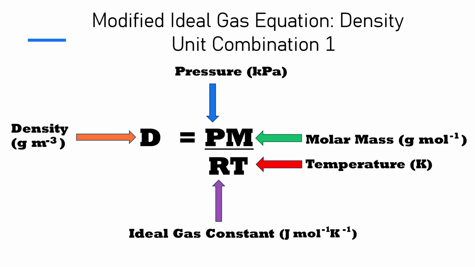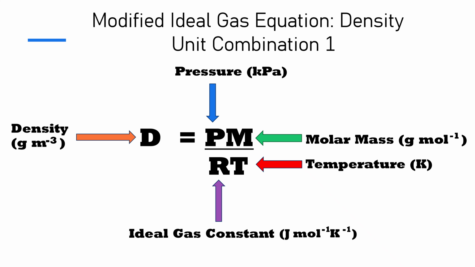But first, let's just go through this modified version of the ideal gas equation with density as the subject with each unit combination. So, with unit combination 1, we have density represented by a capital D with the unit of grams per cubic meter equals pressure in kilopascals multiplied by the molar mass in grams per mole divided by the ideal gas constant in joules per mole per Kelvin multiplied by temperature in Kelvin.